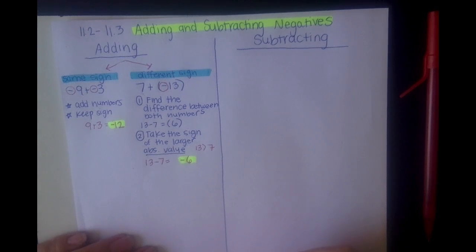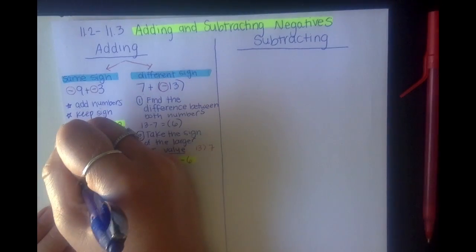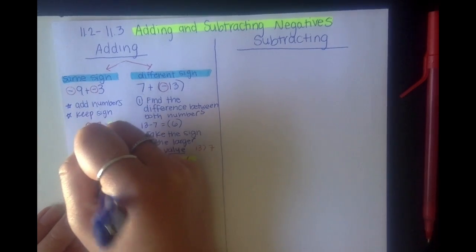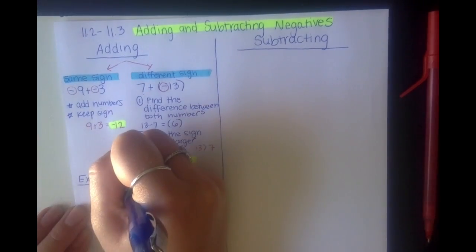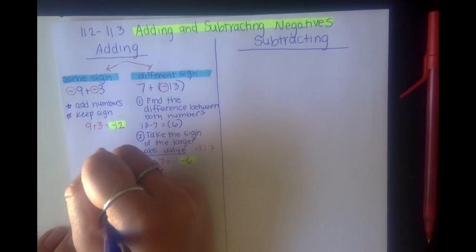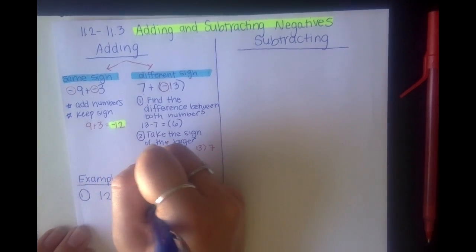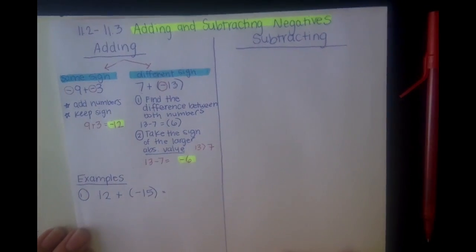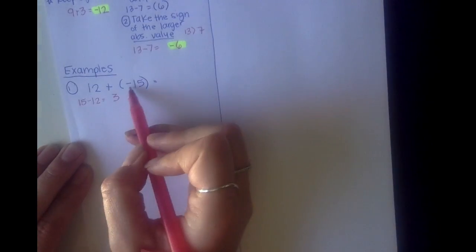So let's go over some examples. Example 1: if I had 12 plus -15, I can take the difference between 15 and 12. 15 minus 12 is 3. Which one is greater? 15 is greater than 12, and 15 is negative, so my answer is -3. So that's one way of thinking about this. I'll call it option A.